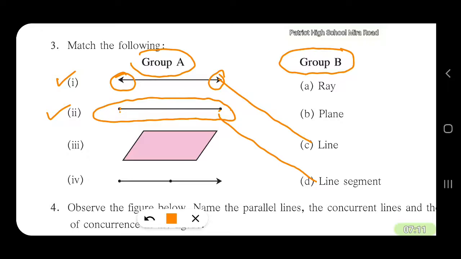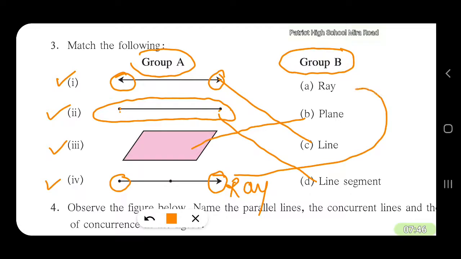Third appears to be a flat surface. So it is a plane. Now the fourth one, it has a source because a dot is shown at that end. It is the source, that is the origin, and it has an arrowhead at the other end. So it is a ray. You have ray over here, ray.